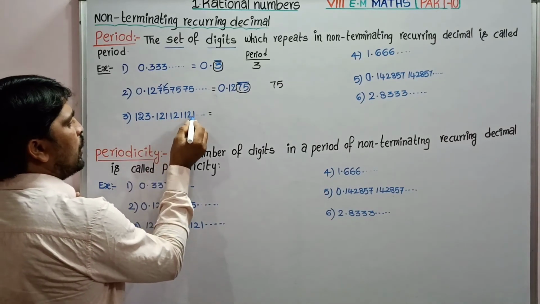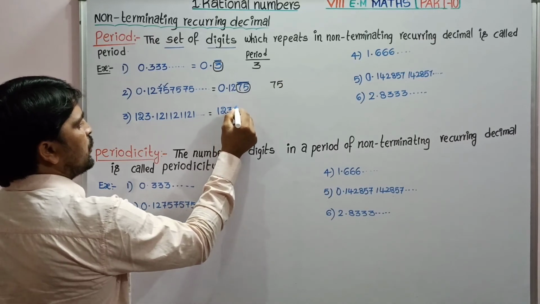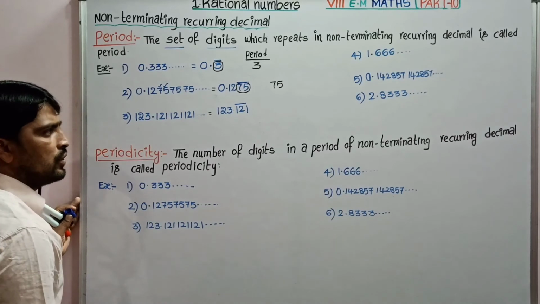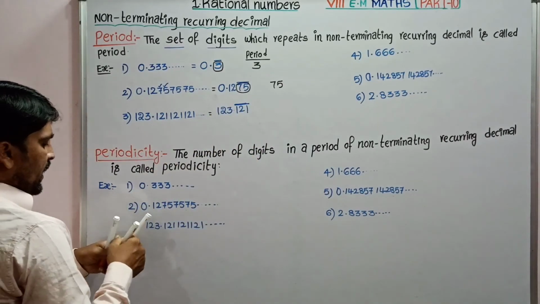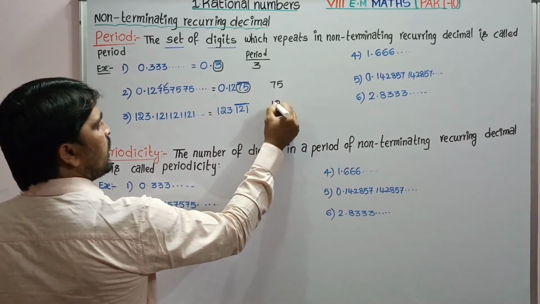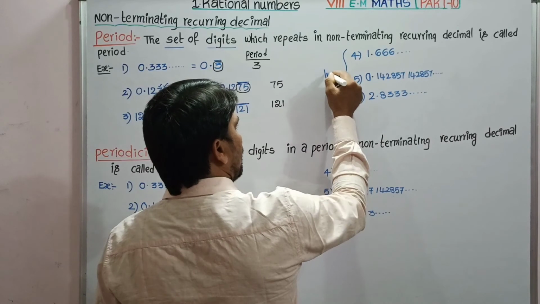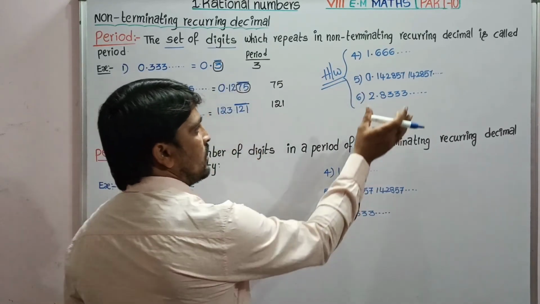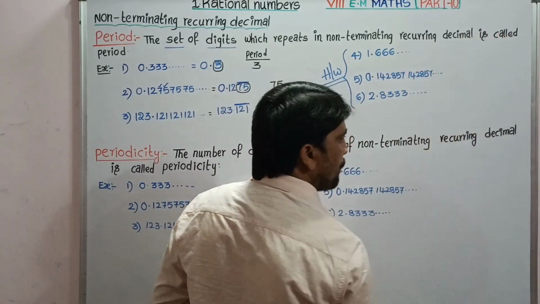And third, this can be written as 123.121121121... After the decimal place, 3 digits 1 2 1 are recurring. So it can be written as 123.121 bar. So the period is 121. And these are the homework for you. Try by yourself. Write the non-terminating recurring decimal into short form and then write the period.